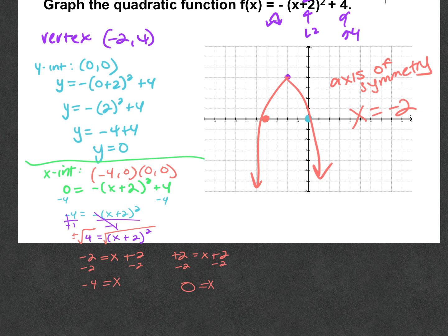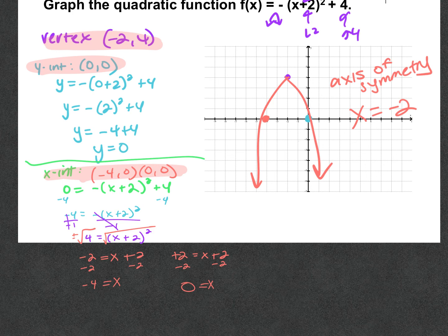Good question. Intercepts are always in coordinate form. So again, this question is like a multi-stepper on your quiz. It's going to ask you for the vertex. It's going to ask you for the x and y intercepts. It's going to ask you for the axis of symmetry. I think it asked for domain and range, if I remember correctly. And your max, which we haven't gotten to, but you'll get there.